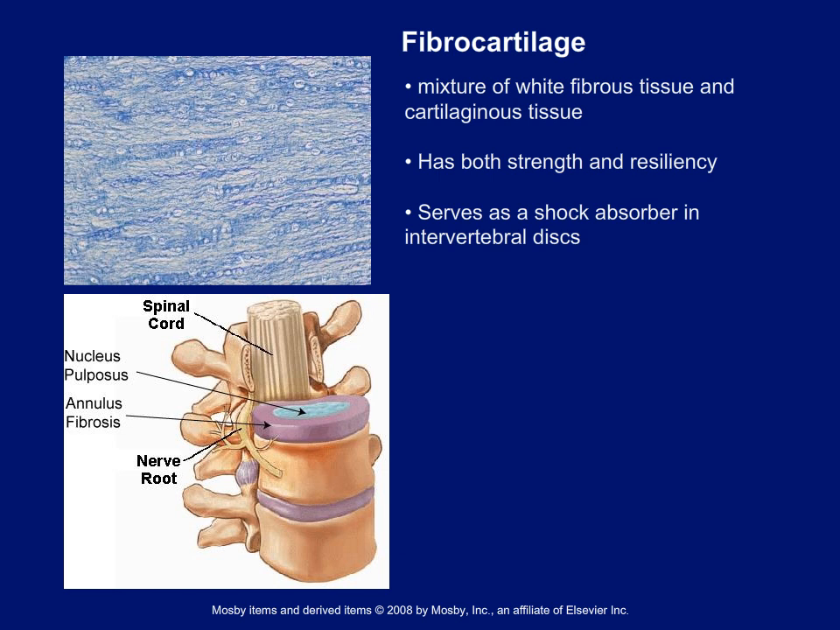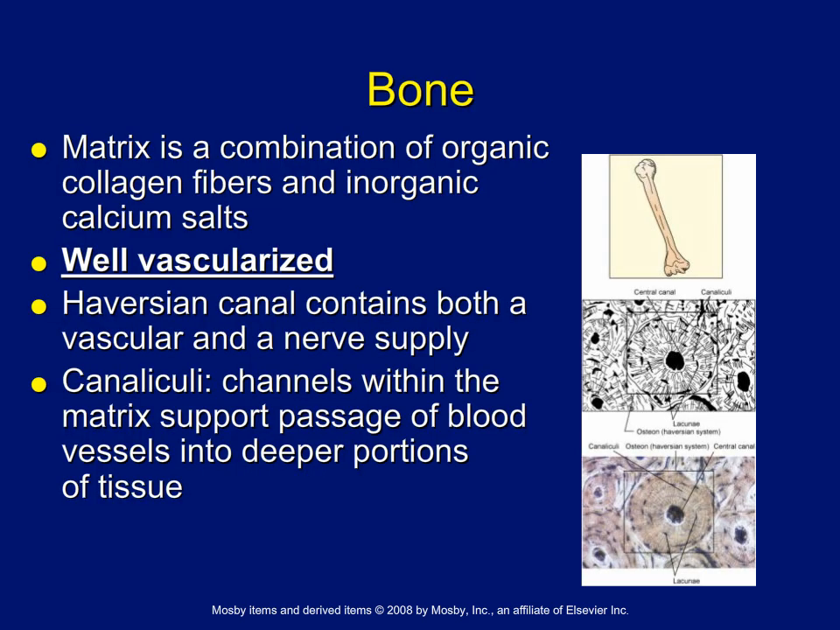And when that happens, that can be very painful because some of that cartilaginous material from the inside that's more liquidy can come out and impinge upon the nerve roots that are leaving the intervertebral foramen. And we'll talk more about this when we get to the nervous system. Our next type of specialized connective tissue is bone.